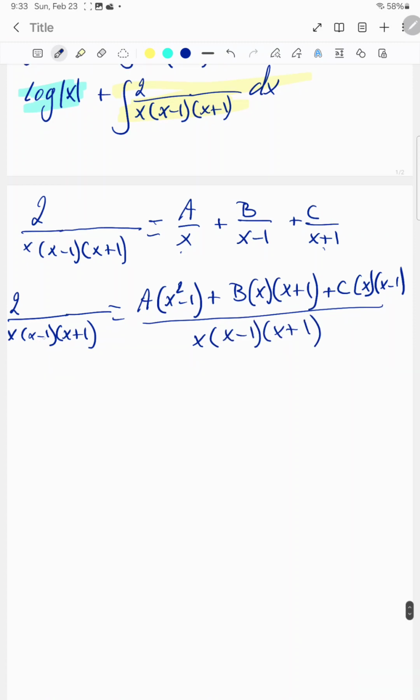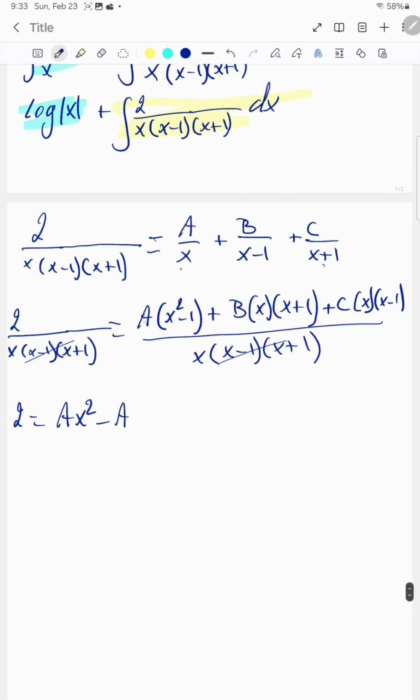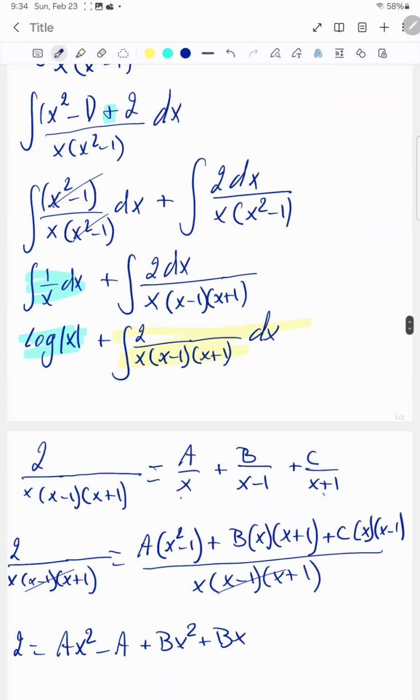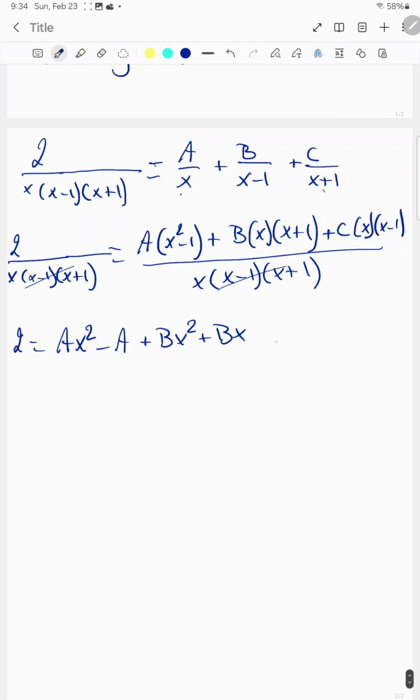Because I have the same denominator on the right hand side and the left hand side of my equality, I can take them out. I would have 2 equals ax^2 - a, so I distribute my a inside the parentheses, plus bx^2 plus bx, times 1 is bx, plus cx^2 - cx.